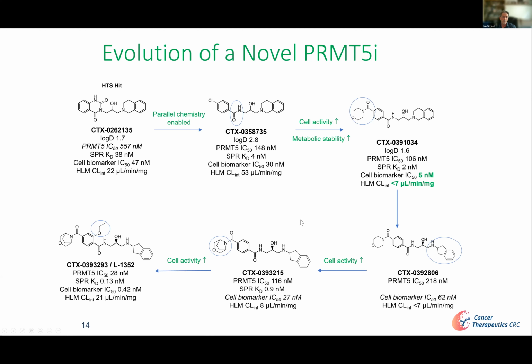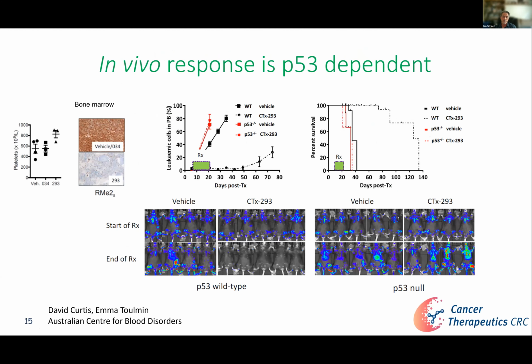So the next question is preclinical proof of concept. And these are just some of the results that David Curtis and Emma Toulmin, who worked as a postdoc in his lab, ran, some of the more complex proof of concept preclinical models. This is a syngeneic AML mouse model. These were treated for a short time with a PRMT5 inhibitor, 14 days after disease had established. And then basically we looked at overall survival.